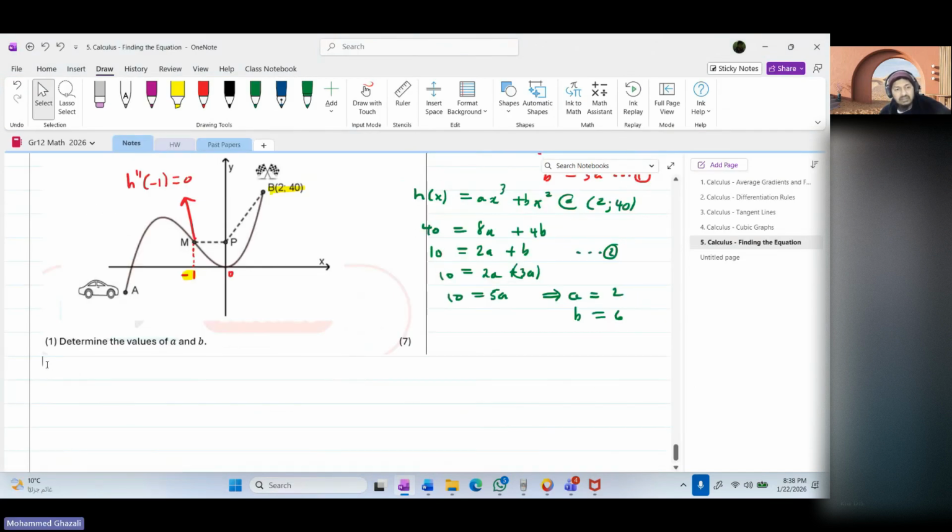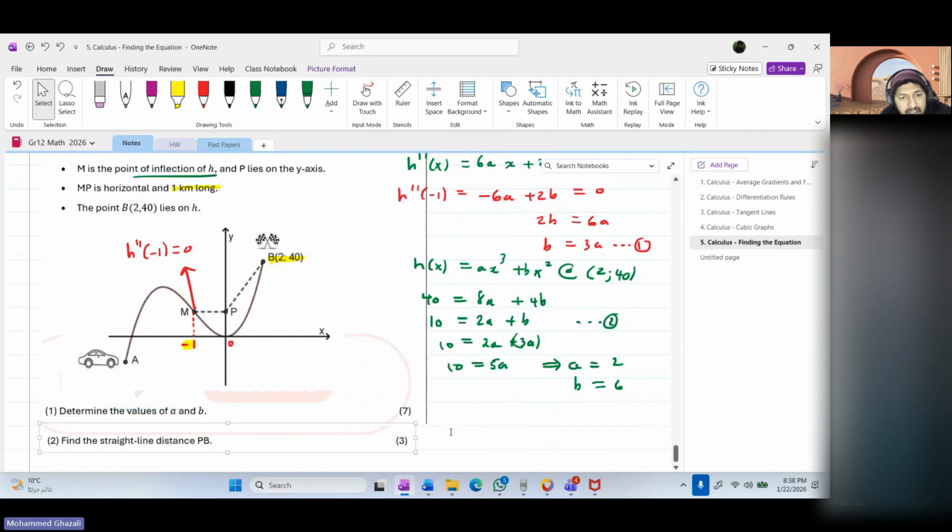What is the next question you're asking us for? Next question is asking us for find the straight line distance PB. Find the straight line distance PB. P to B. How are we going to find P to B?